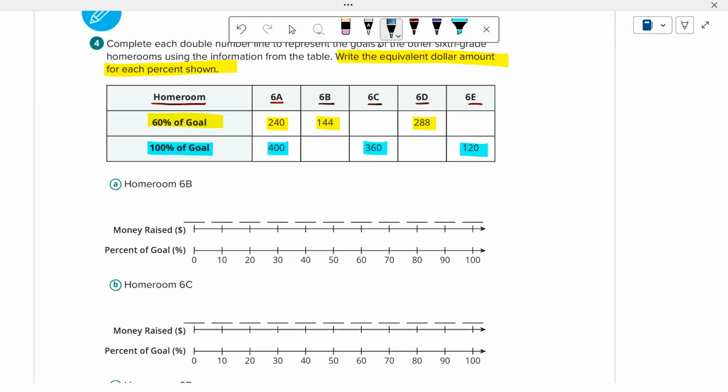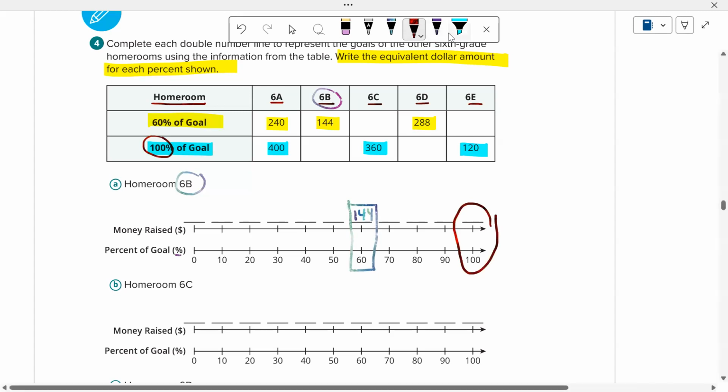So for 6B, let's look at 6B, because that's what this one is referring to. What do we know about 6B? We know that 60% is 144. So I go here, the percentage is on the bottom. So here needs to be 144. So I labeled my double number line, 60%, 144. Now, my goal is to figure out 100% of the goal. So I want this part. That's what I want in my double number line.